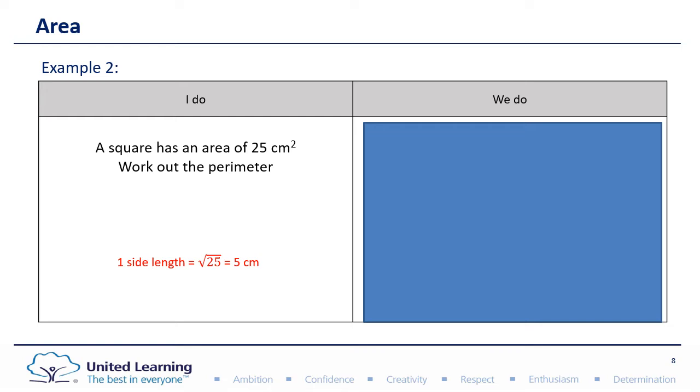Therefore, one side length is 5 centimeters. But we haven't finished yet. We need to work out the perimeter of the square, and that would be 4 lots of 5 centimeters, which is 20 centimeters. Notice how my units are given in centimeters, not centimeters squared, because we're working out a perimeter, not an area.